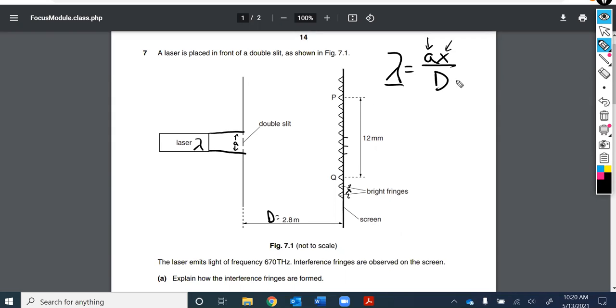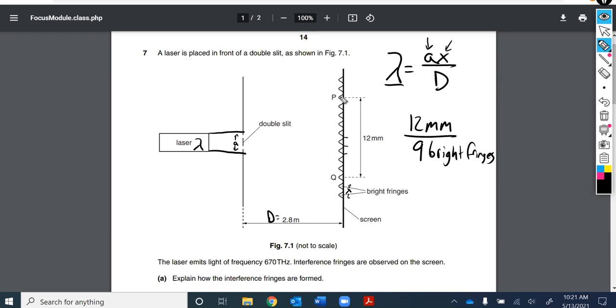Now they don't tell us what x is. They tell us that between 1, 2, 3, 4, 5, 6, 7, 8, 9 bright fringes is 12 millimeters. So there are 12 millimeters per 9 bright fringes. I just write it out like that. 12 millimeters per 9 bright fringes, right? There's 1, 2, 3, 4, 5, 6, 7, 8, 9, oh, per 10.